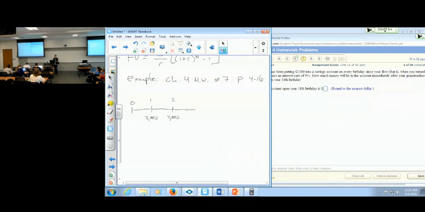Okay, and I'm going to do something with my timeline. Instead of drawing out 18 years worth of $2,000 payments, I'm going to do a little squiggle in there, which means the same stuff happens in the middle. And then on her 18th birthday, there's another $2,000 deposit.